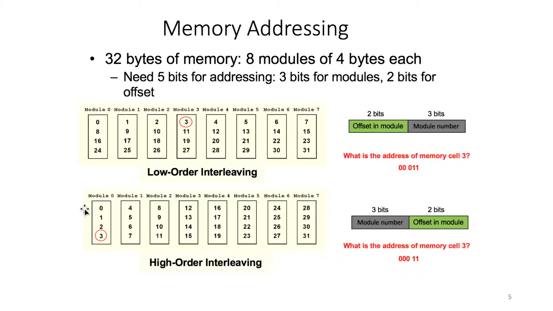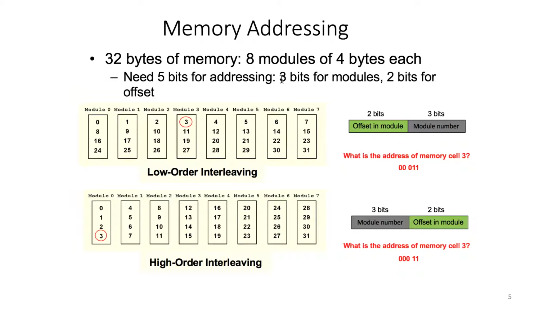Let's see here an example of 32 bytes of memory where we have 8 modules of 4 bytes each. So in order to address the 32 bytes of memory, we need 5 bits for addressing, because 2 to the power 5 equals 32. So that's the number of bits needed in order to address 32 locations in the memory.